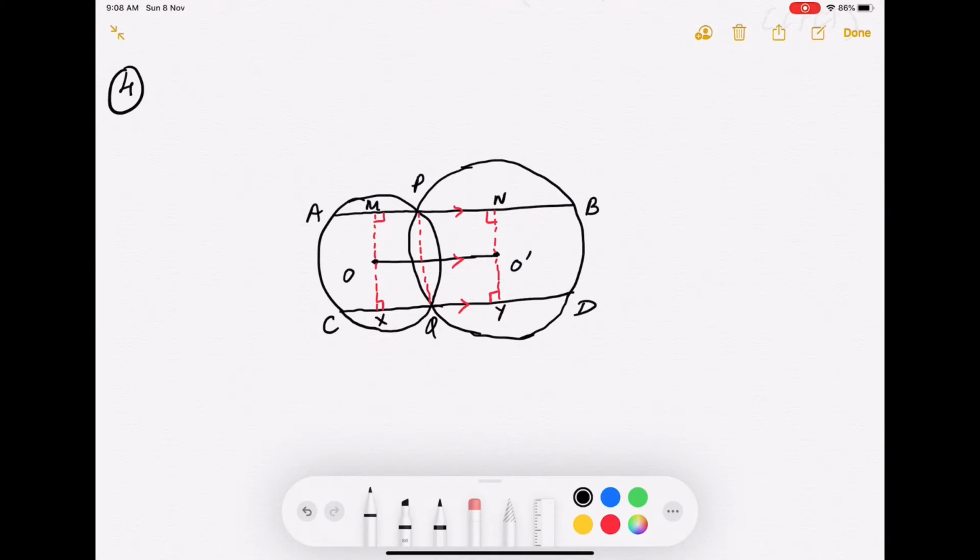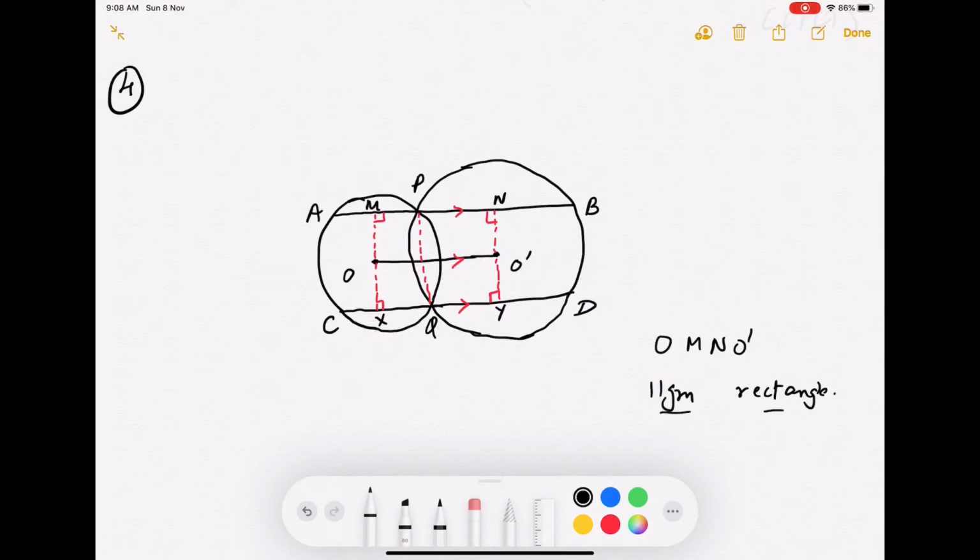So the first step I can look at is trying to prove that the quadrilateral OMNO dash is either a parallelogram or a rectangle. I just need to prove that the opposite sides OO dash and MN are equal. So I can do that by proving either of these.